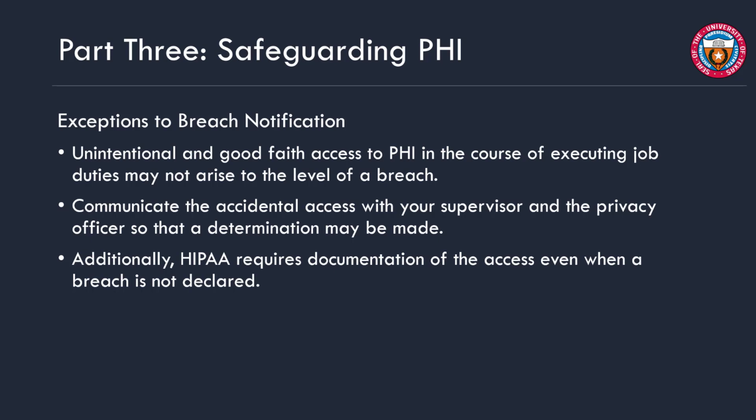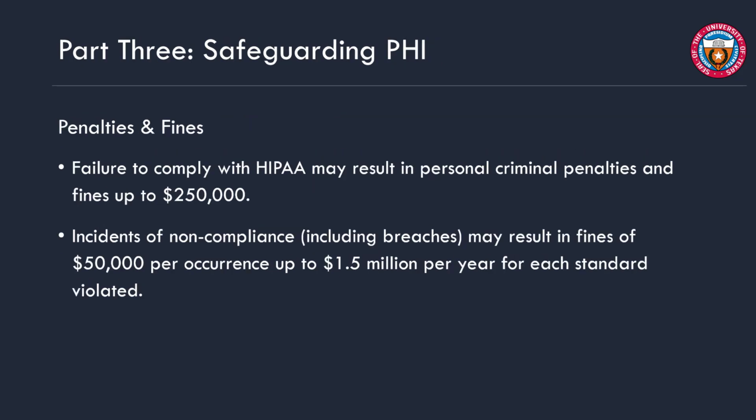Should this occur in your department, communicate the accidental access with your supervisor and the privacy officer as soon as possible so that a determination may be made. Additionally, HIPAA requires documentation of the access even when a breach is not declared, so timing and details about this incident are important. Failure to comply with HIPAA may result in personal criminal penalties and fines up to $250,000.